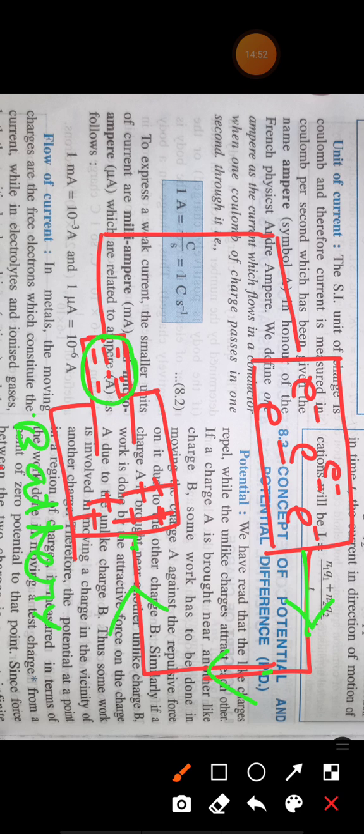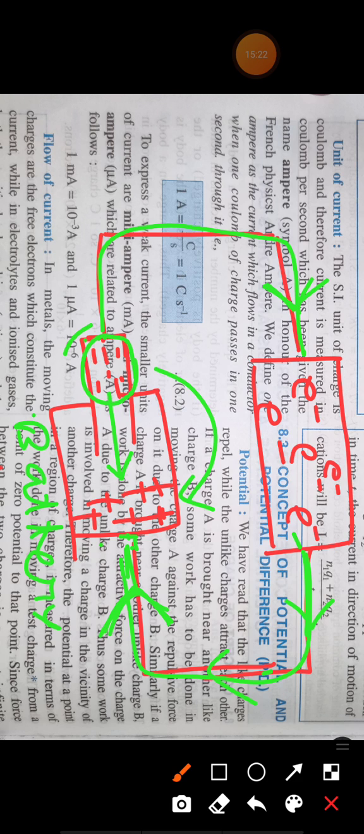These electrons cannot go directly from this side to this side. These electrons are also attracted by the positive charge, but they cannot go in this way. So what will happen? The electrons will go all the way around in this direction, and again come towards the positive side. In this way electrons will flow.